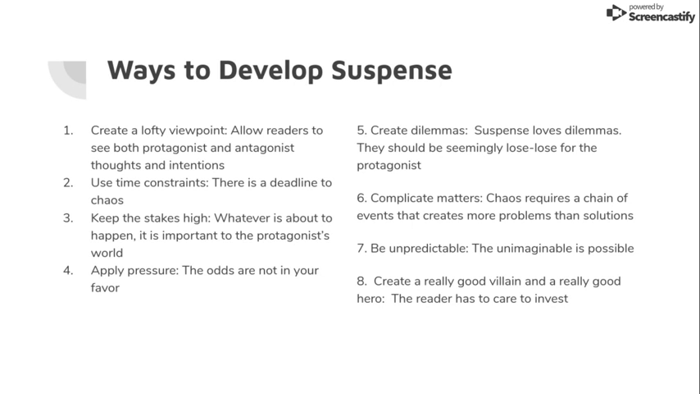7, be unpredictable. The unimaginable is possible. That main character who has no ties to the throne and has no name might discover that he is the secret son of 2 very important people, and now he's the heir to the Iron Throne. Maybe there's magic involved or a spell we didn't know existed. Be unpredictable. Don't rule anything out. Anything could come in and save the day, or anything could come in and make it worse. And then 8, create a really good villain and a really good hero.